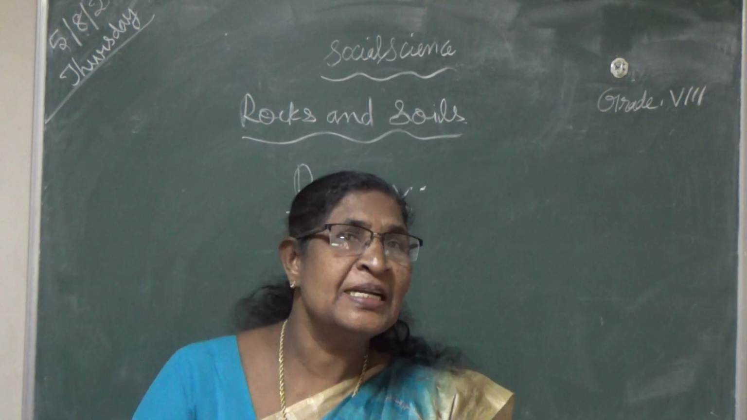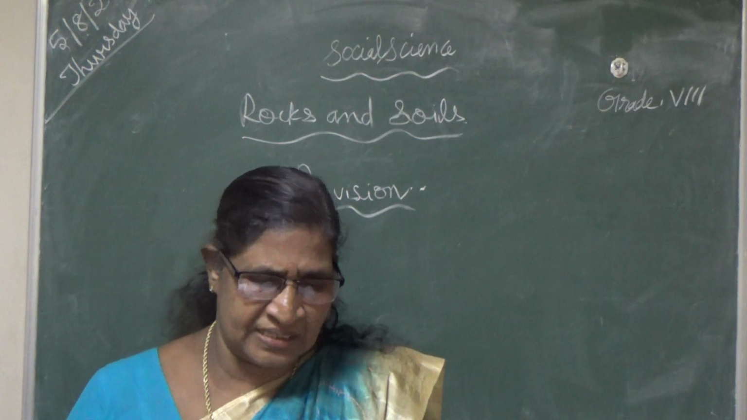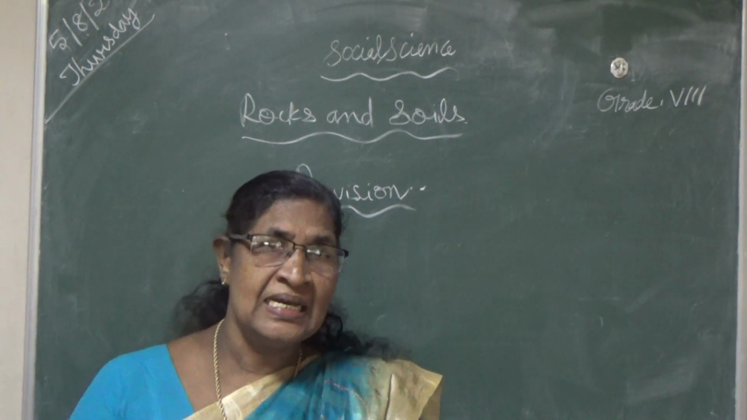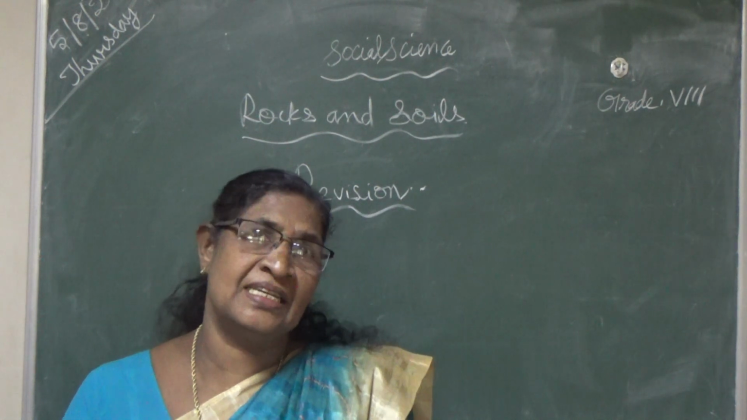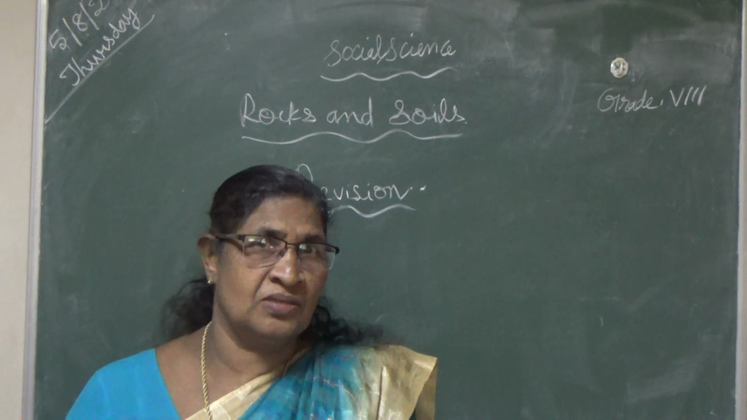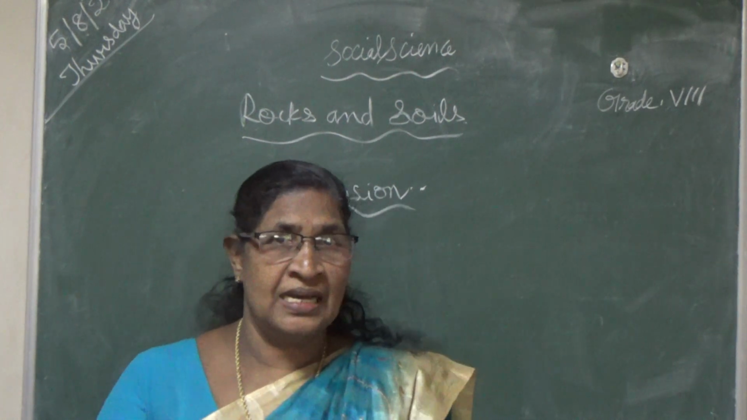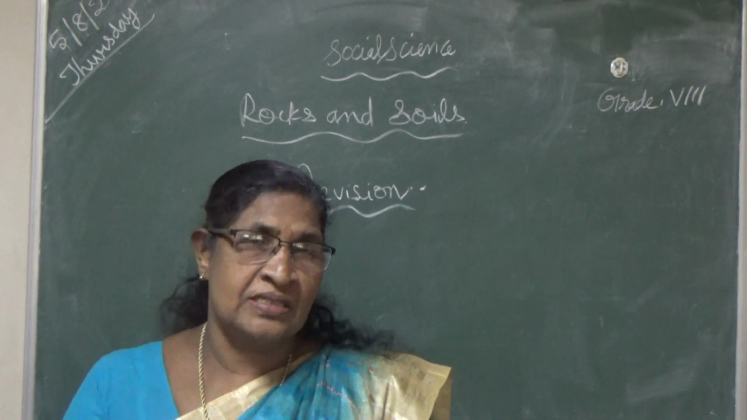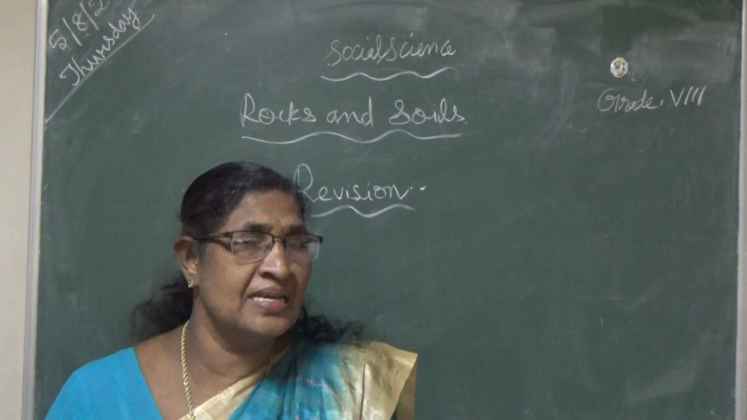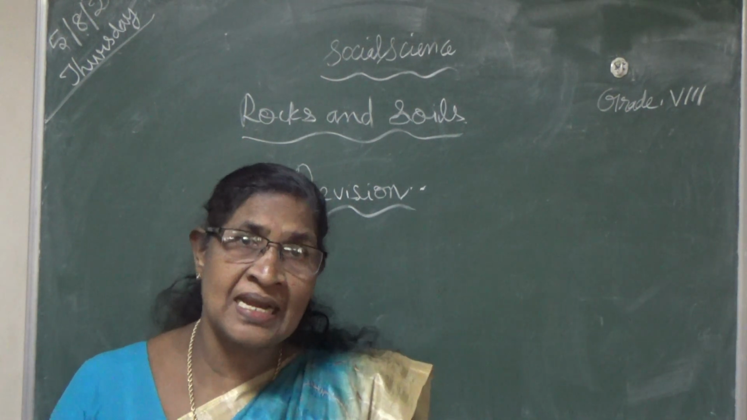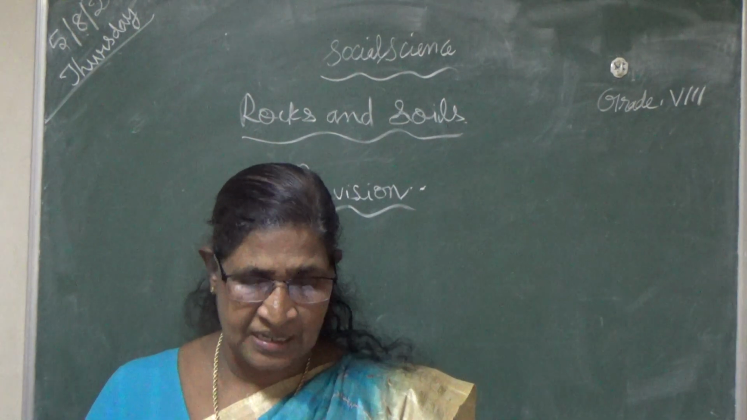Next, sedimentary rocks. I already told you that sedimentary rocks are formed by sediments derived and deposited by various agents. Various agents means wind or water. So it is derived, taken away and deposited by the agents. That is called sedimentary rocks. These sedimentary rocks have many layers, otherwise strata. Strata means layers. Which rocks contain many layers? Sedimentary rocks.